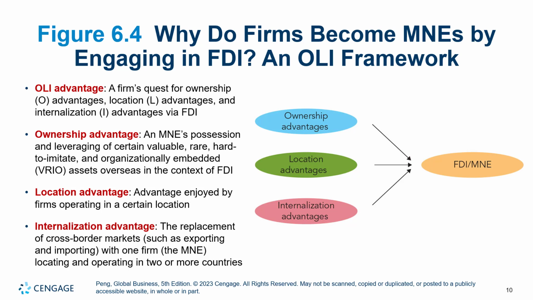So the OLI. Now, in order for you to actually become a multinational company, you pretty much have to manufacture something in another country. If you're exporting it, that's really not what we're talking about. A multinational enterprise, you actually have to manufacture something on foreign soil. So there's the difference between you just importing and exporting and you becoming a multinational enterprise.